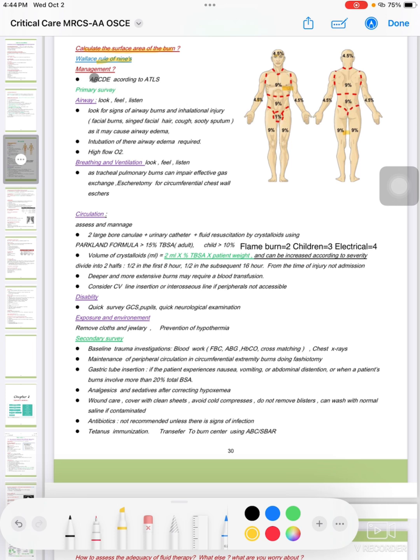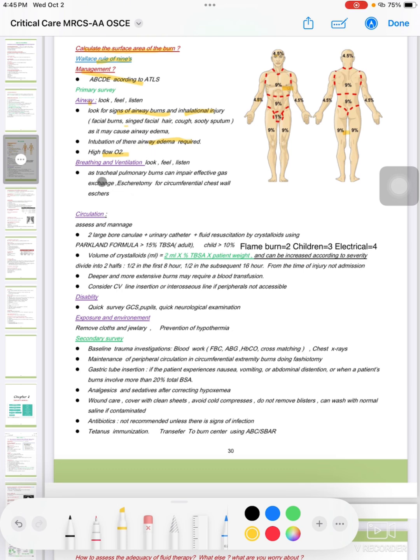Then the next question: the management of the burn. You will manage according to the ATLS ABCDE resuscitation. In case of primary survey, you have to follow 3 parts: look, feel, and listen. Look for the signs of airway burns and inhalation injury, and intubation if edema is present, and give high flow oxygen. Look for facial burns and facial hair singeing, as it will cause edema.